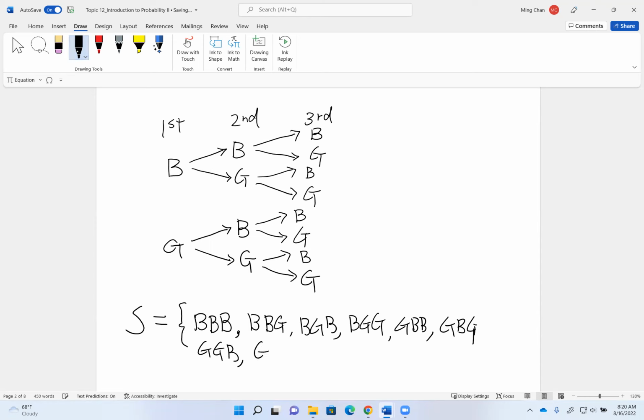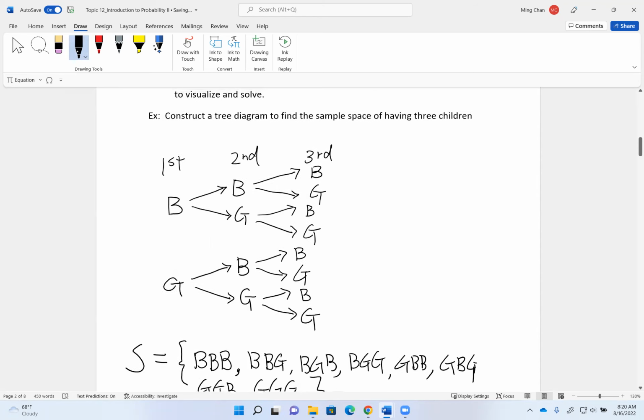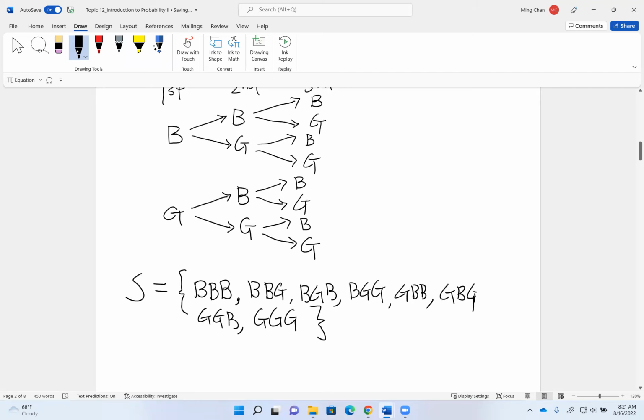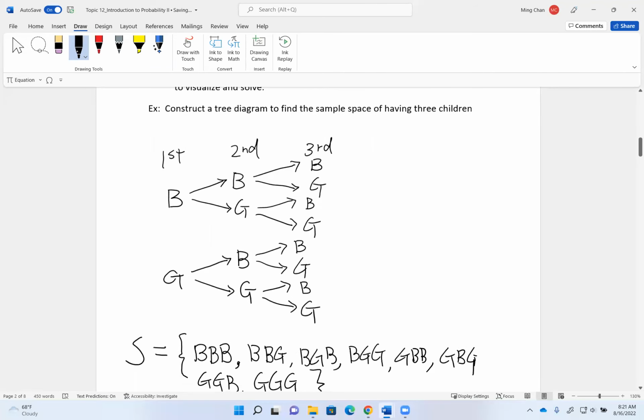And the last one, girl, girl, girl. Okay, so that's my sample space. So 1, 2, 3, 4, 5, 6, 7, 8. So there are 8 ways of having 3 children. Okay, so here is your sample space. So this is called a tree diagram.